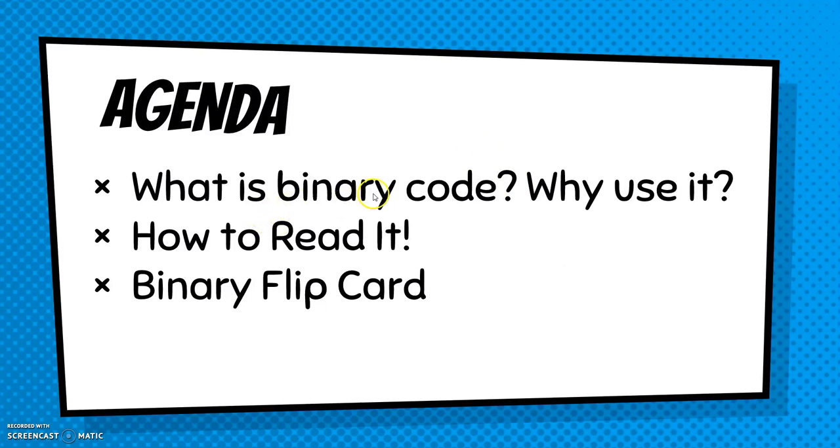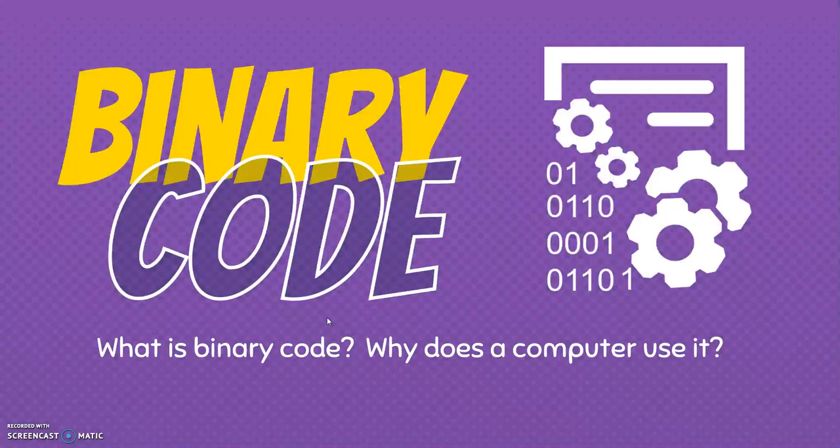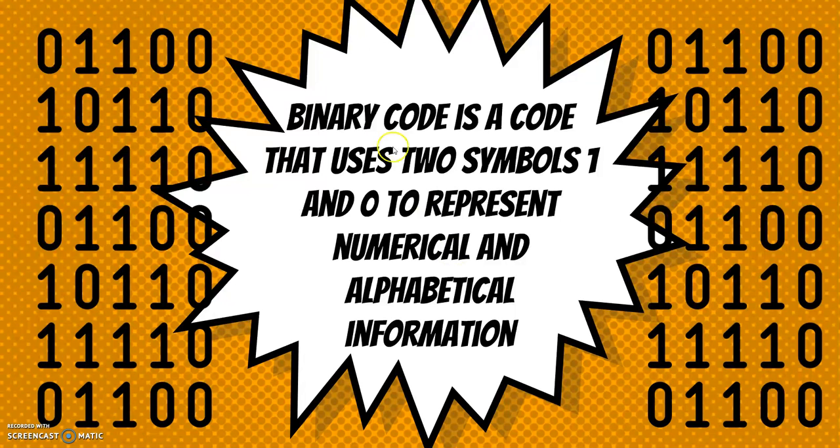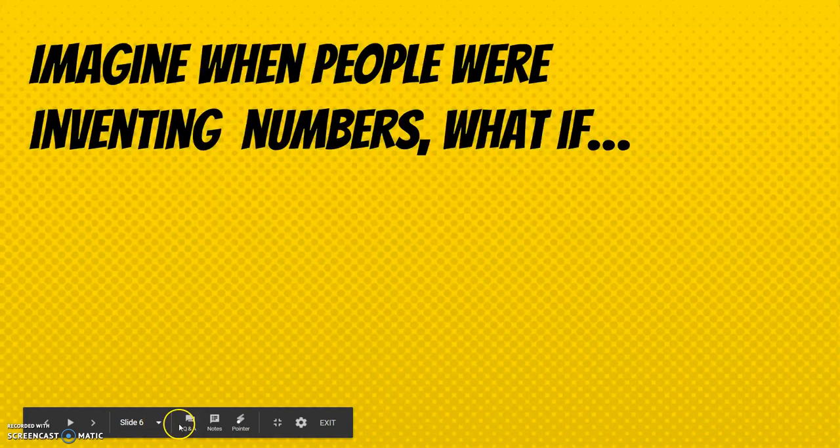So today we'll talk about what it is and why we use it. We'll learn how to read it, and we'll make a flip card that will make it a lot easier to read. So binary code is something that computers use to communicate. Binary code is a code that uses symbols 1 and 0 to represent numerical and alphabetical information. So it's a whole code written of just ones and zeros.